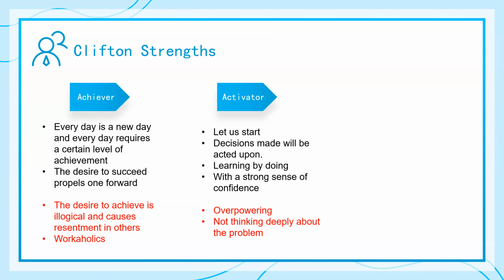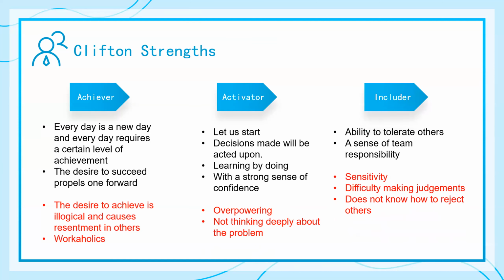The disadvantage is that I tend to be aggressive and I don't think deeply enough about problems. The last strength is includer, so I am able to tolerate others and I have a sense of team responsibility. But it also makes me feel sensitive, and it's hard for me to make decisions and judgments. I don't know how to reject others.